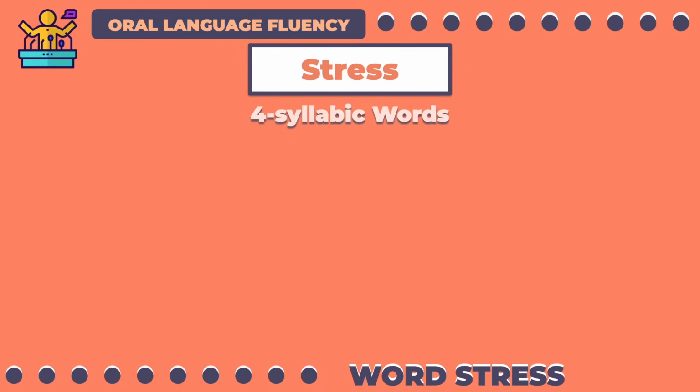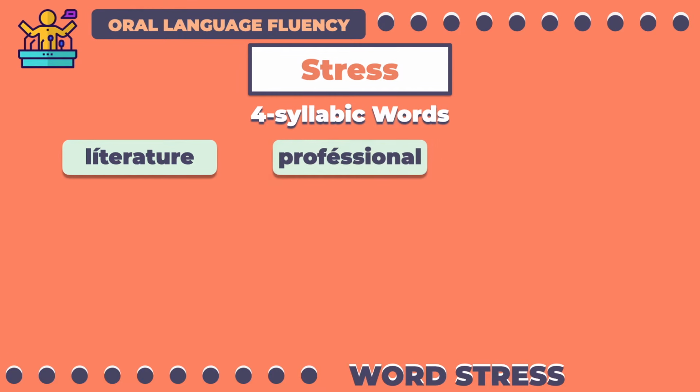Under four-syllabic words, we have literature. The syllables are li, te, re, and ch, and the stress is in the first syllable, li, literature. Next word, professional. Pro, first syllable, fe, second syllable, sho, third syllable, nal, fourth syllable. The stress is in the second syllable, professional. Last four-syllabic word, invocation. In is the first syllable, vo, second syllable, k, third syllable, and shon, last syllable. The stress is in the third syllable, invocation.